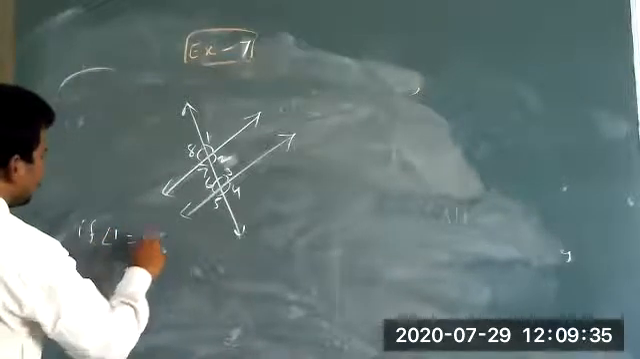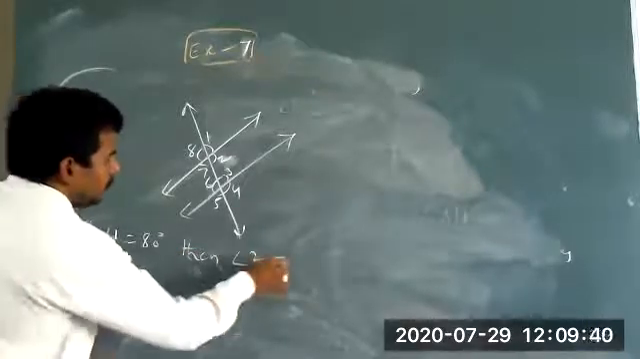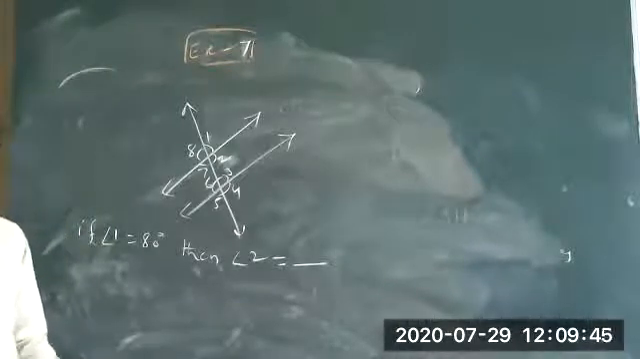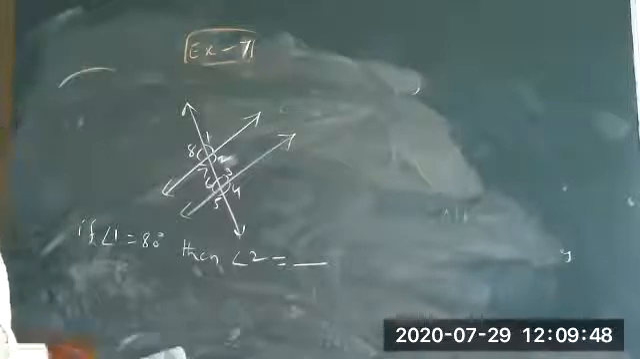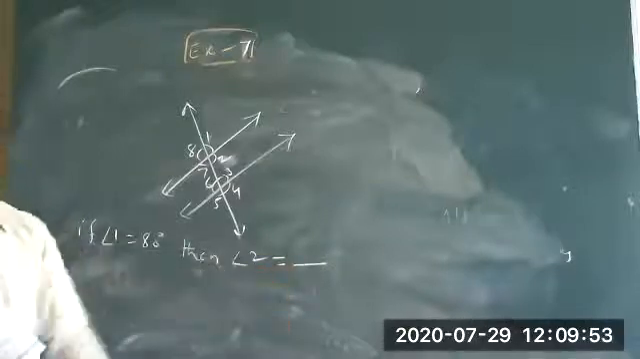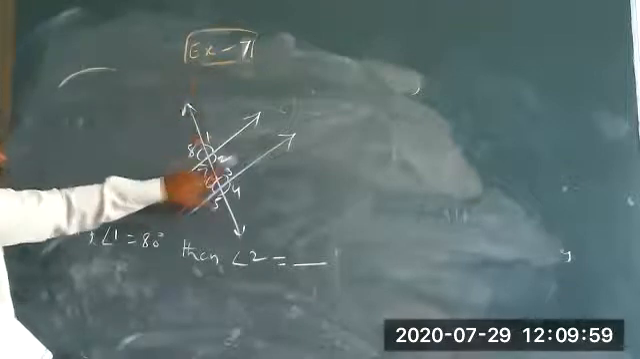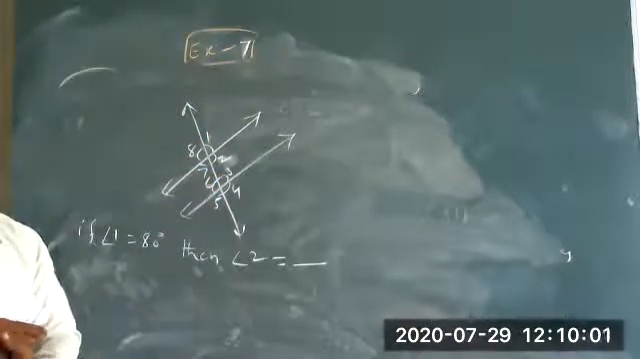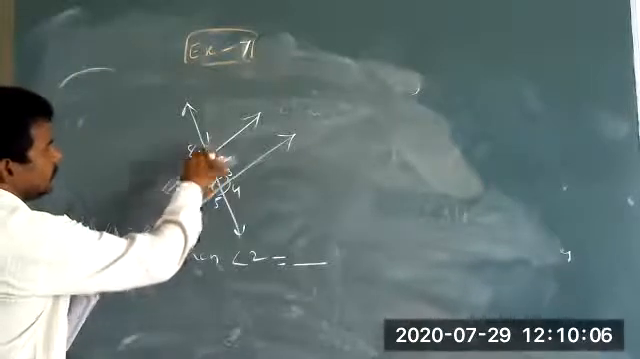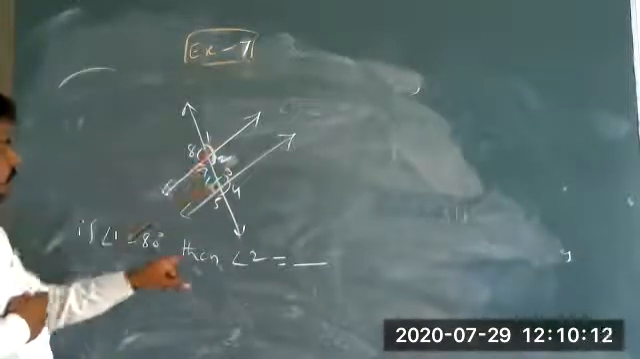So here, if angle 1 is equal to 80 degrees, then angle 2 is equal to dash. Where is angle 1? Here. So angle 1 is 80 degrees. So how much is angle 2? This is a linear pair. What is the linear pair? 180 degrees.